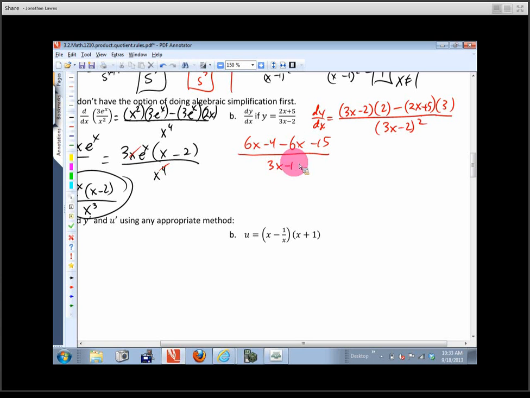Really don't have much to do with the denominator. We're hoping to get a common factor, maybe we can cancel something off. So the 6x's cancel off, so that's gone. So I end up with a minus 19 on the top, and I have a 3x minus 2 quantity squared on the bottom, and that is it.